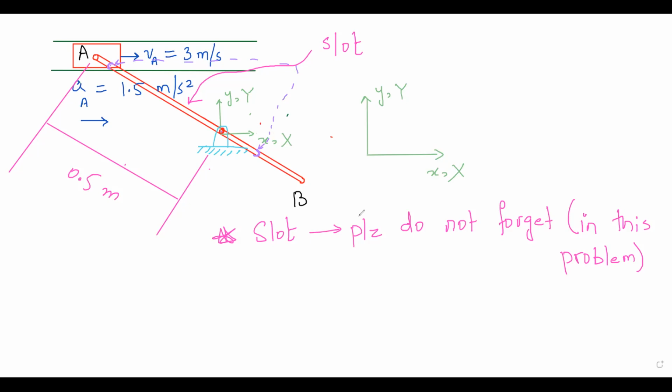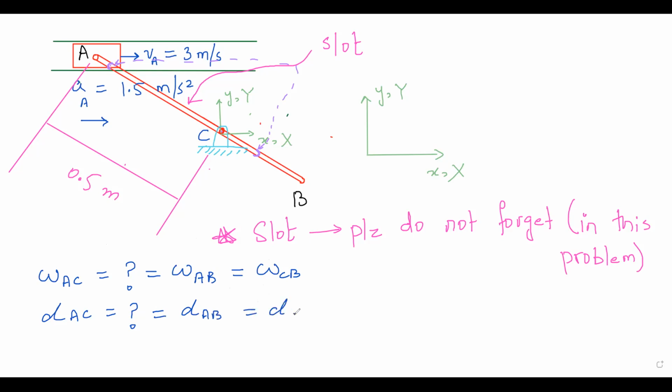The question says you have to give me omega AC equal to question mark. Where is C? This is the point C, which is actually equal to omega AB, which is equal to omega CB, of course. Then you have to give me alpha AC, which is equal to alpha AB, which is equal to alpha BC or CB, whatever.